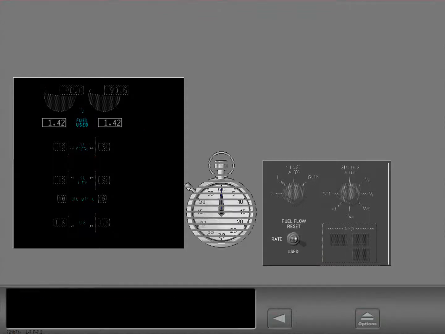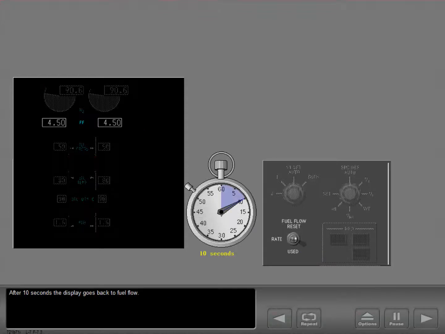Momentarily move the fuel flow switch to used. The readout changes to the current fuel used since the last reset. After 10 seconds, the display goes back to fuel flow.